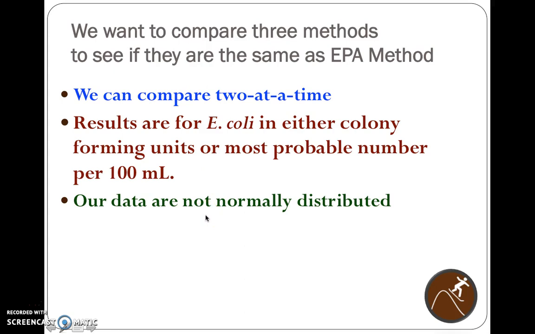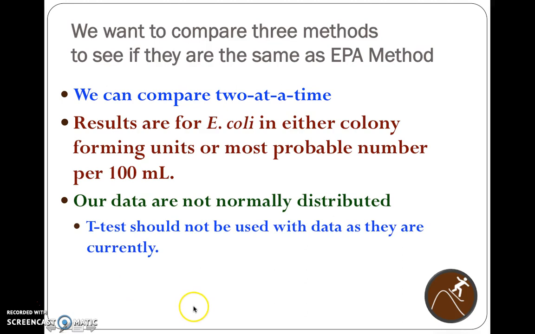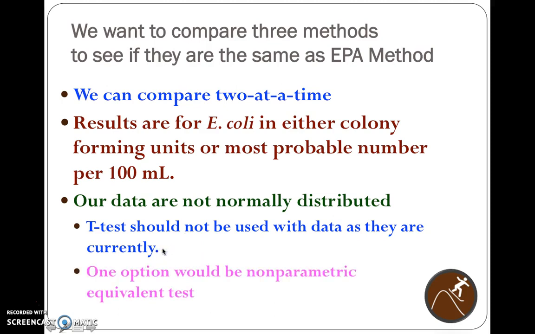Number of E. coli per 100 milliliters of water. And we also have reason to believe that our data are not normally distributed. So the t-test in this case should not be used unless we transform the data, or we should just use the nonparametric method. The t-test again should not be used with the data as they are currently. There's something we can do later called log transforming, but we'll talk about that next time. So the one option we've got left other than log transforming would be to do a nonparametric equivalent test to the two sample paired t-test, or the paired t-test.